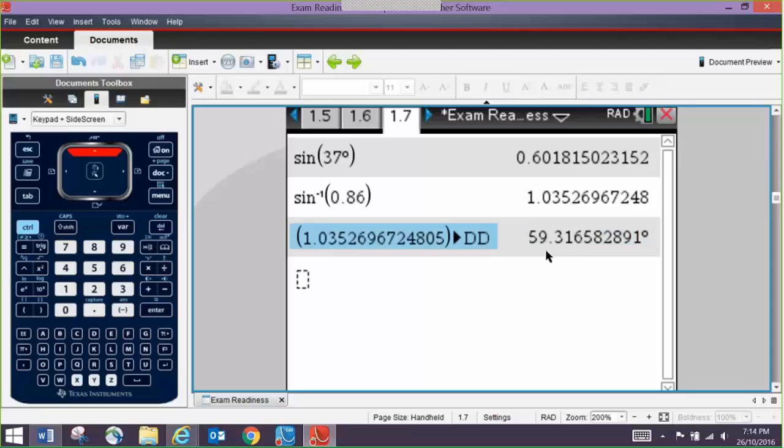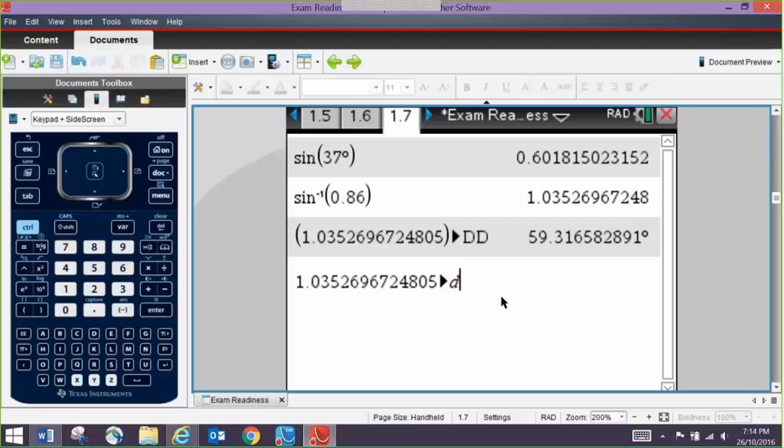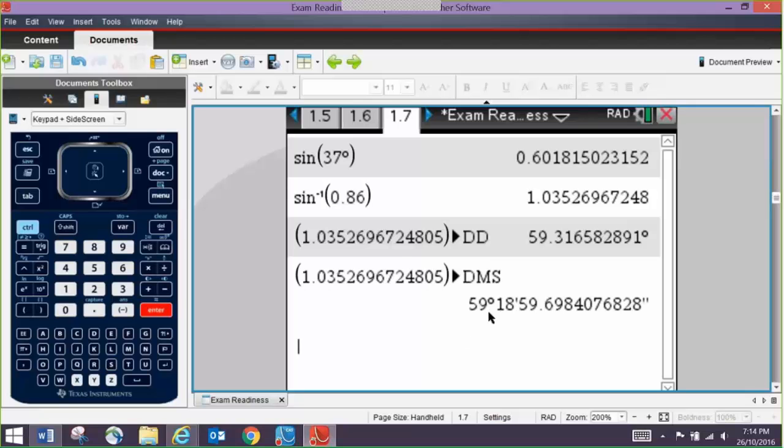But I could also go up and grab that previous answer, and I can convert that, using that same conversion arrow, to DMS. And that, of course, stands for degrees, minutes and seconds. And so now I can see that it's 59 degrees and 18 minutes and 59.69 seconds there. So if it was to the nearest minute, then we could say 59 degrees and 19 minutes. Very few questions now within the IB actually go to minutes. It is more the decimal degrees.